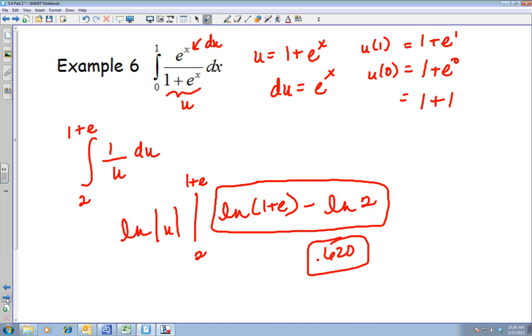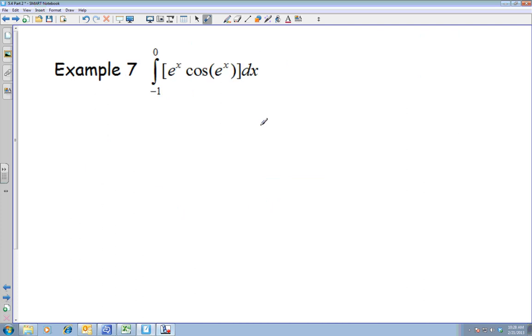Okay, last example. Okay, example 7. On this one, here's my u. So if u is e to the x, derivative of that is also e to the x. So everything matches that. That's good. Here's my u, here's my du. So I'm going to have the integral of cosine u, here's my du.